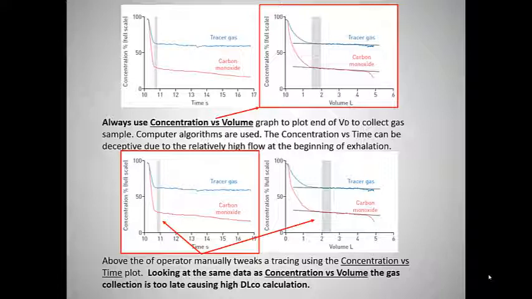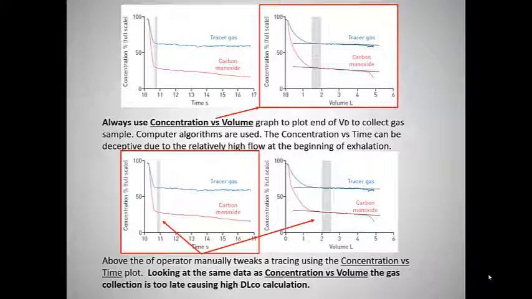Now, a couple of things I want to show you here. The guidelines tell us you always use the concentration versus the volume. Concentration graph on the left, volume on the right. You use the concentration graph to plot the end of the dead space, to collect your gas sample. And that's what the little gray bar is right here. The computers will usually pick it out. One of the problems is, though, the technicians have the ability that they can move that around a little bit.